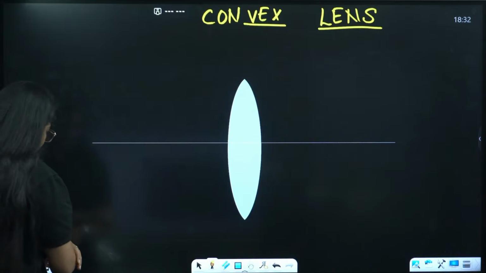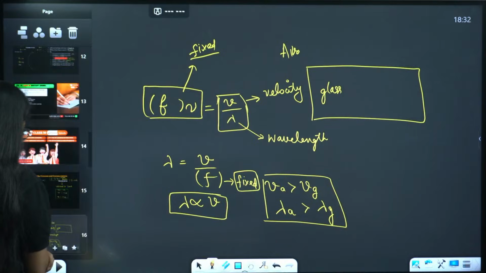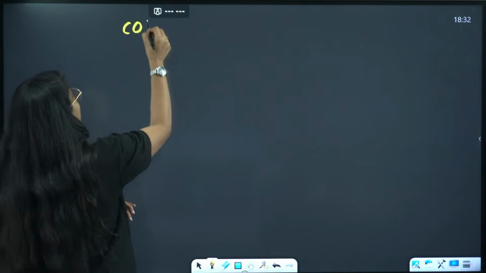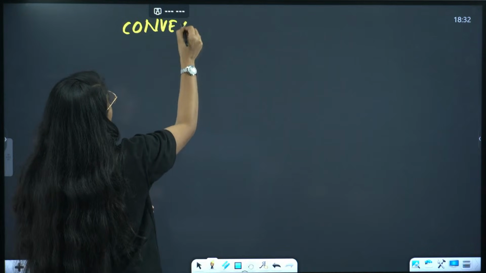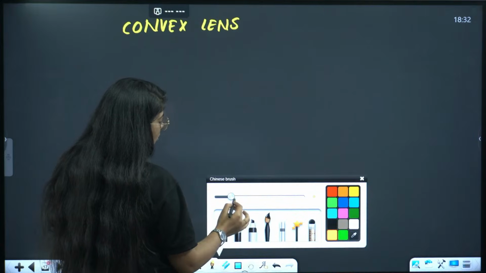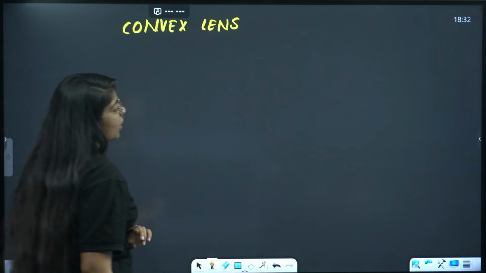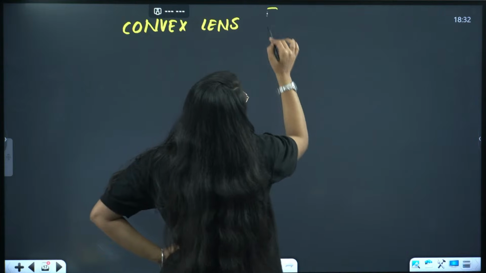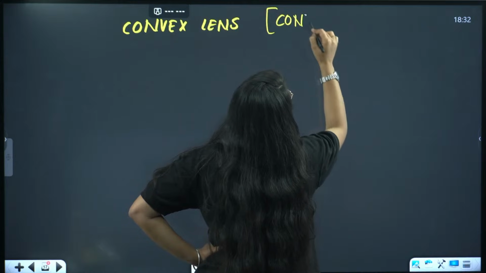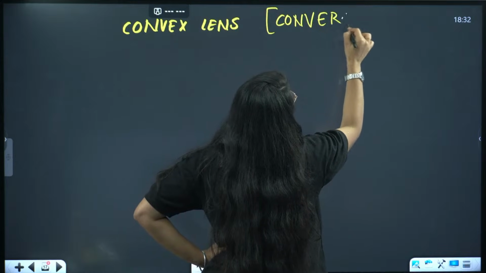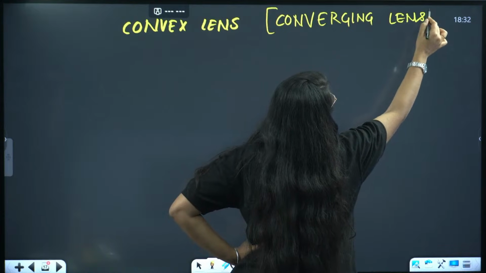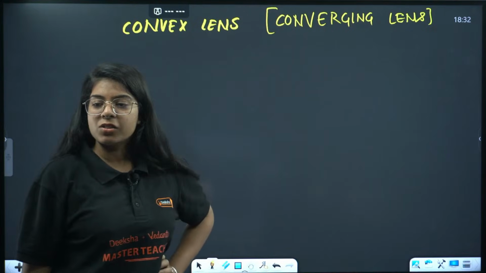Again, a convex lens will have 6 cases just like my concave mirror, because this is very similar to the concave mirror, and this is called a converging lens. Did everyone understand? This is called a converging lens.